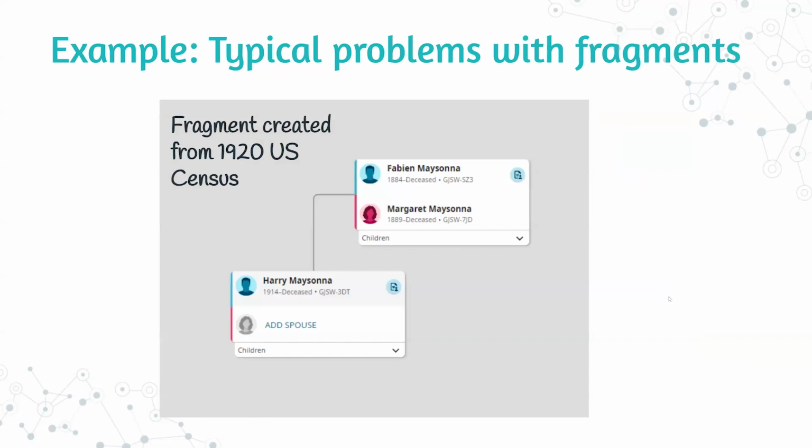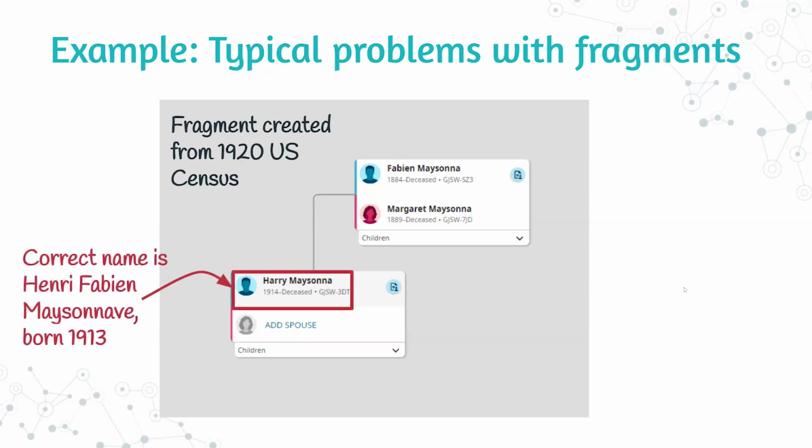I thought, okay, there's some similarities here to what I'm looking at in my family, but something's weird. So I did a little bit more research and discovered that the guy who was entered as Harry Masona is actually Henri Fabrien Maisonneuve, if I'm even saying that right, it's French.